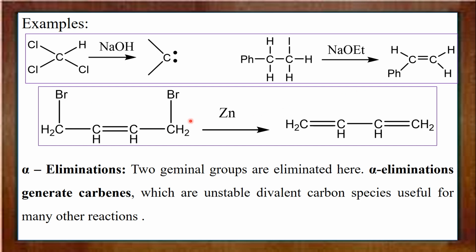Here is another example for 1,4 elimination. Two halogen atoms are eliminated when we heat it with zinc. So this is 1,4 elimination. So alpha elimination, beta elimination, 1,4 elimination. So these are a few examples.